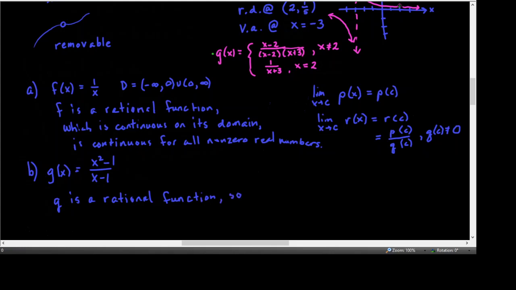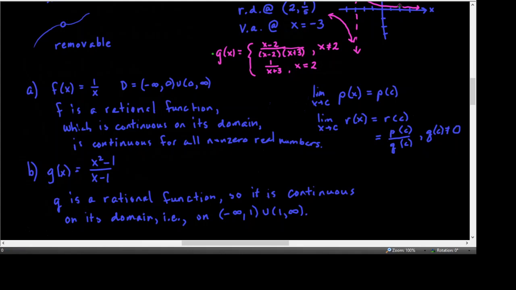So I'm going to go ahead and make that statement. So it is continuous on its domain, that is, on the interval from -infinity to the disallowed value of x, which is 1, union 1 to infinity.